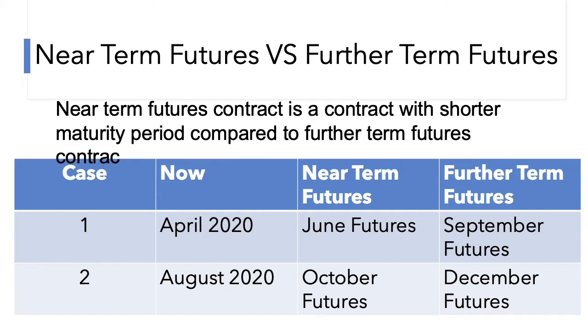We look at another example for case number two. Let's say now is August. You have two futures contracts here, October futures and December futures. October futures is near term and December futures is further term because October has a shorter maturity period compared to December. August to October is just 3 months. August to December: August, September, October, November, December, so 5 months. So when you read the question or analyze any case where you have two futures contracts, you must identify which one is near-term futures and which one is further-term futures.